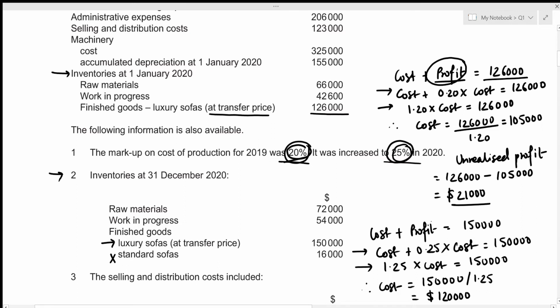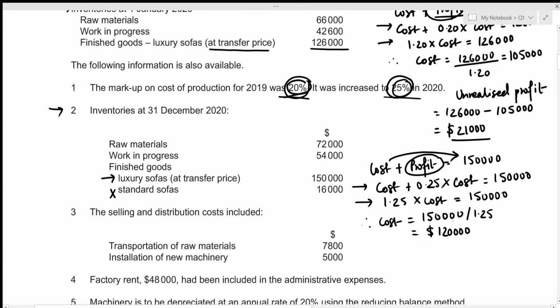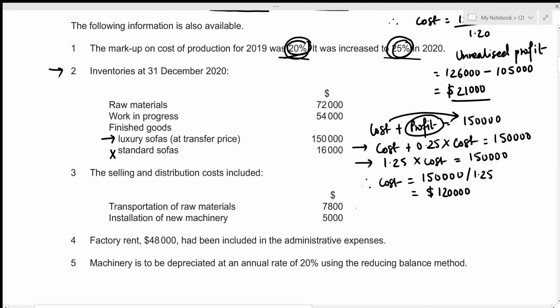Now, in order to figure out the unrealized profit associated with closing inventory of finished goods, we can just subtract the cost from the total transfer price of 150,000. So profit is just going to be the total transfer price 150,000 minus the cost, which is 120,000, which results in 30,000.